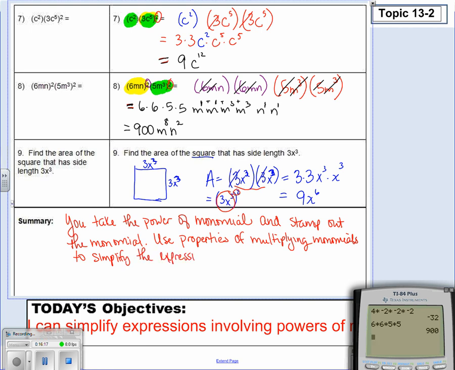Now, if you want to, you can give more details. I'm going to give an example. So if I have 2x and then it's cubed, it's raised to the power on the outside. We're going to stamp it out 3 times. And then using what we know, this is 2 times 2 times 2, x times x times x, and that'll give us 8x cubed. So this concludes the topic 13-2.